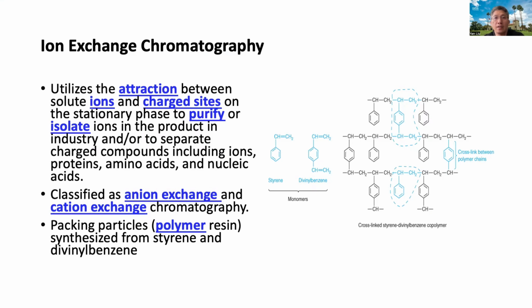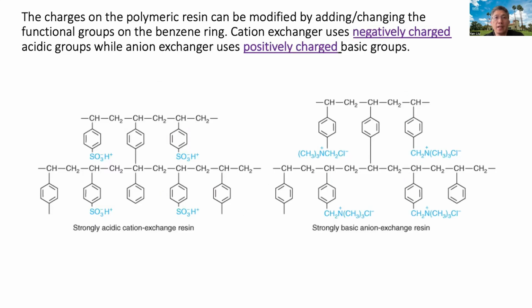Most commonly, the supporting packing particles are made from the polymerization of styrene and divinyl benzene. The stationary phase of ion exchange chromatography is formed by adding functional groups of different charge polarity to the benzene ring structure of styrene prior to the polymerization process. If sulfonic acid is added, the surface is negatively charged, and it can be used for cation analysis. If an amine group is added, it is positively charged and used for anion analysis.